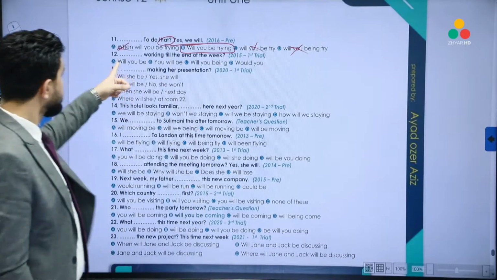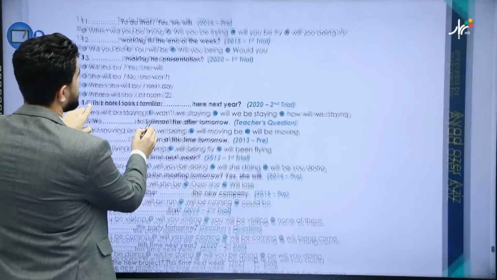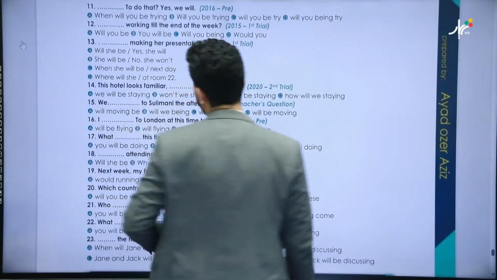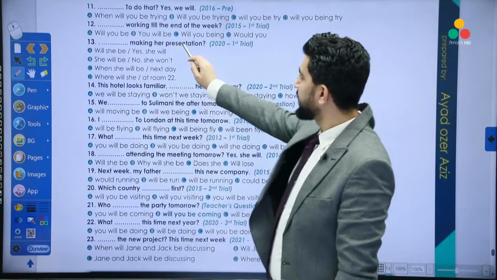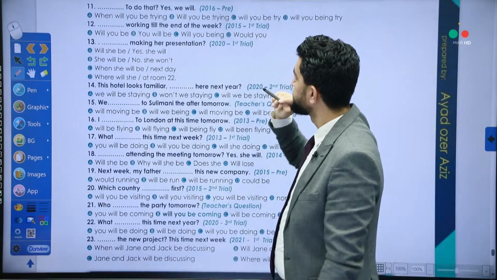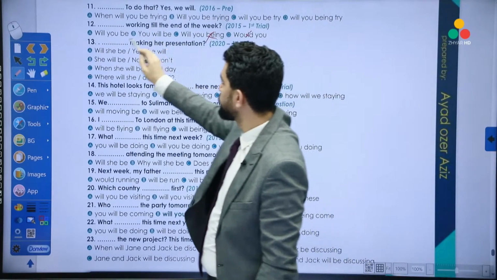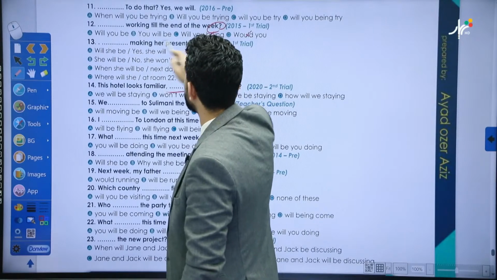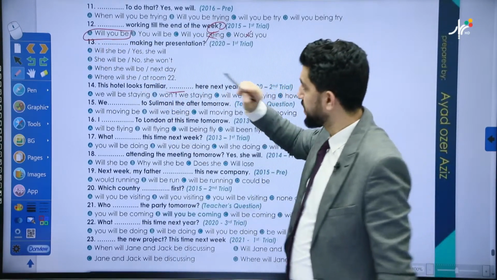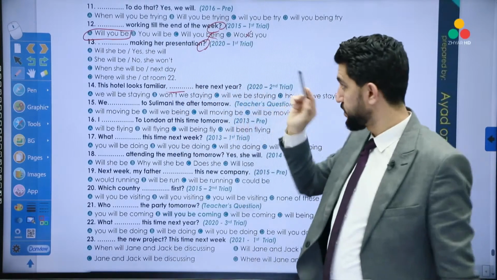Okay. Number 12. Let me zoom it out a little more. Let me come to this side. Working till the end of the week. Come on, you drop it. It's a question, right? Would, drop it. Will being, drop it. These two, which one is correct? It's a question. Will must be at the beginning, right? At the beginning of the sentence. Making her presentation. It's a question mark.